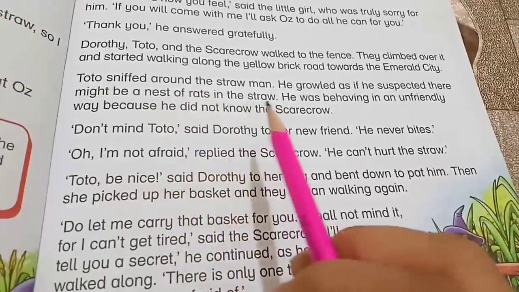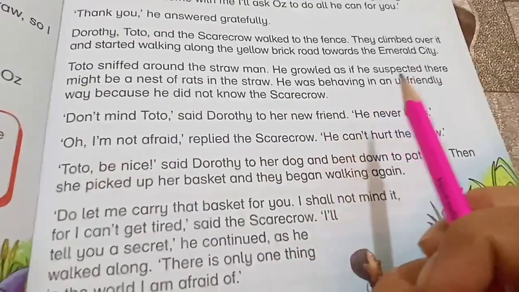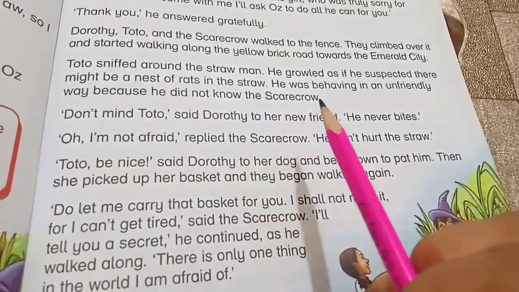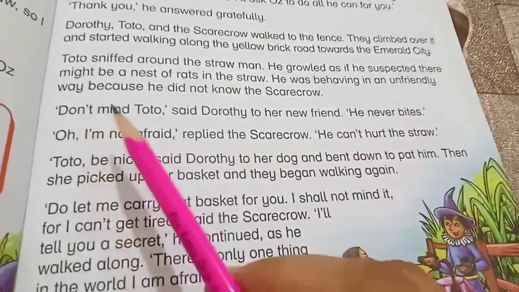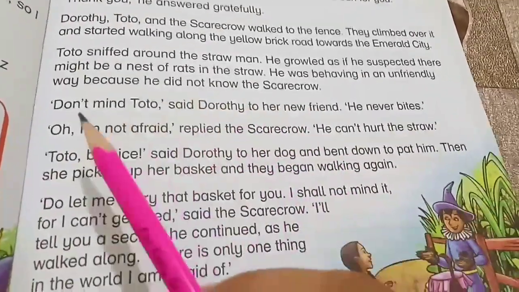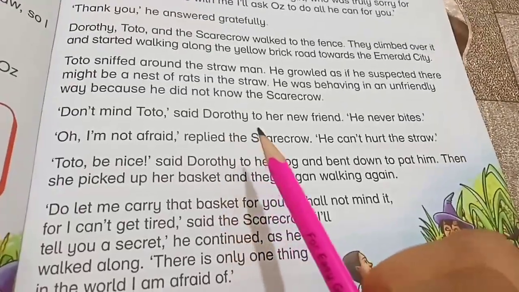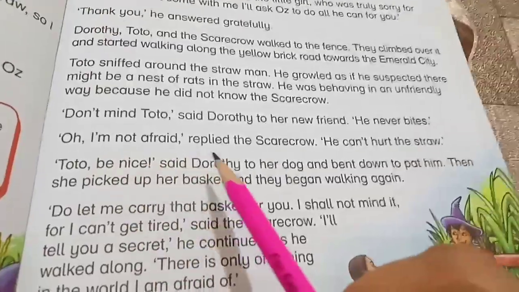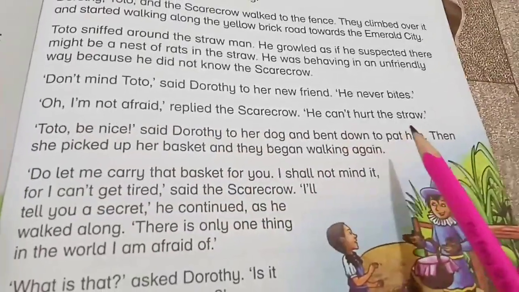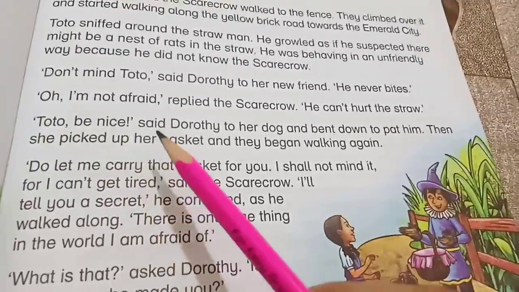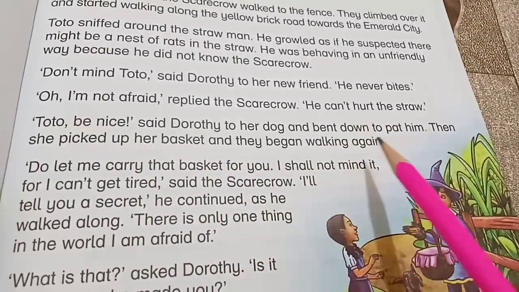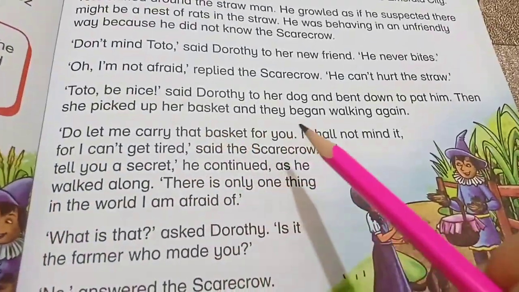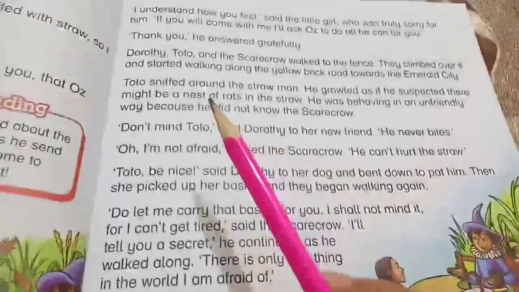Toto sniffed around the straw man. He growled as if he suspected there might be a nest of rats in the straw. He was behaving in an unfriendly way because he did not know the Scarecrow. Don't mind Toto, said Dorothy to her new friend. He never bites. Oh, I'm not afraid, replied the Scarecrow. He can't hurt the straw. Toto, be nice, said Dorothy to her dog and bent down to pat him. Then she picked up her basket and they began walking again.